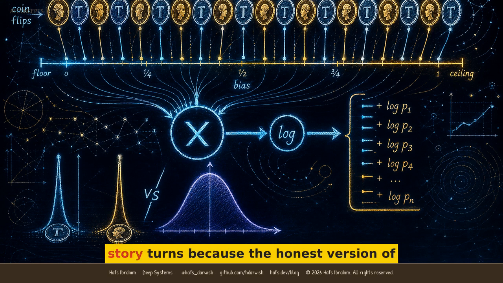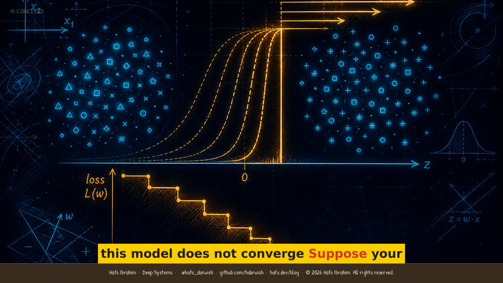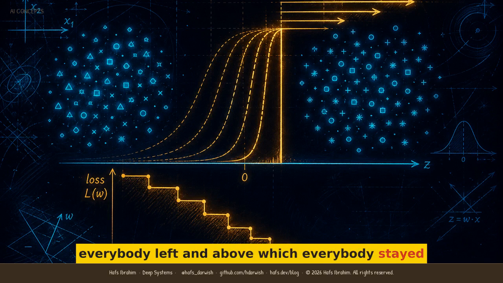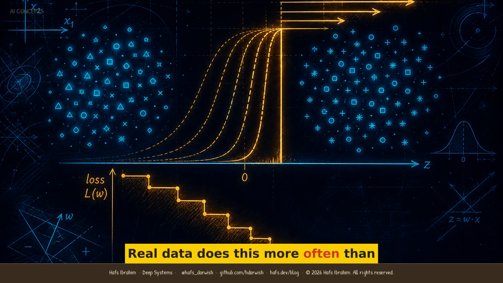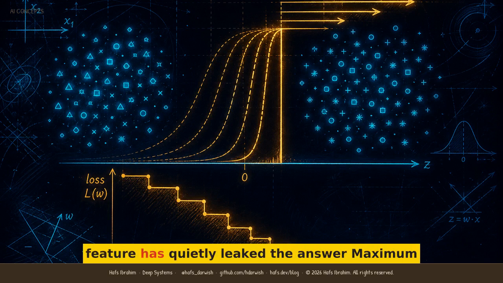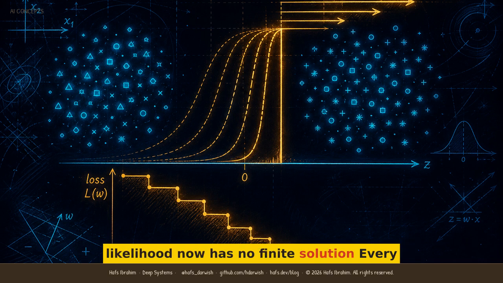Which is the moment the story turns, because the honest version of this model does not converge. Suppose your features happen to separate the two classes perfectly, a single tenure threshold below which everybody left and above which everybody stayed. Real data does this more often than you would like, especially with many features and few rows, and especially when a feature has quietly leaked the answer. Maximum likelihood now has no finite solution.